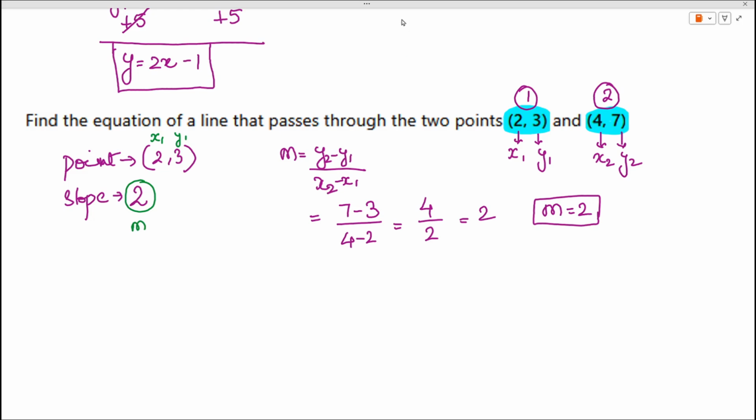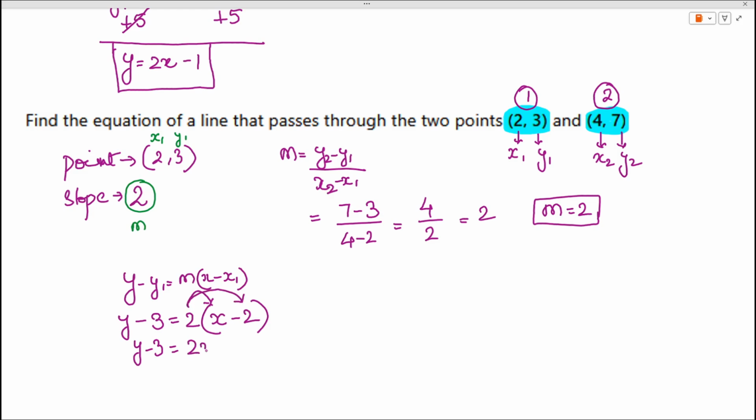Let us put these values into the point slope form, which is y minus y1 is equal to m times x minus x1. So y minus y1, which is 3, is equal to, the slope is 2, so m we have substituted by 2, times x minus x1, which is 2. So we have y minus 3. Now we'll use distributive property, 2 times x and 2 times negative 2. So we have 2x minus 4.